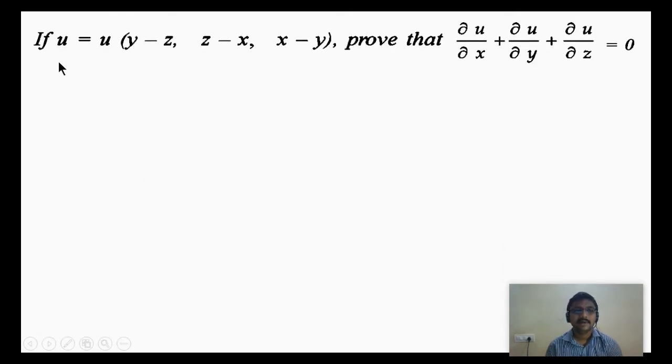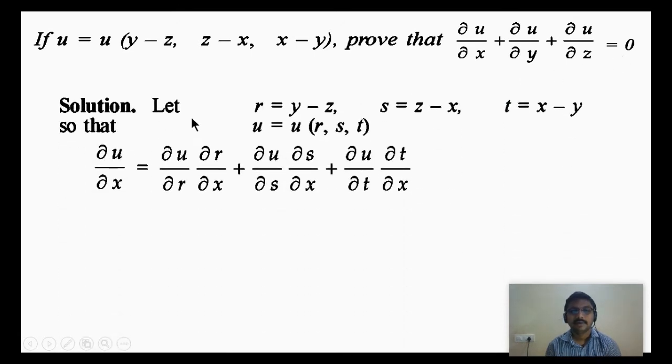Another sum: if u is a function of y minus z, z minus x, x minus y, prove that ∂u/∂x plus ∂u/∂y plus ∂u/∂z is 0. Let r be y minus z, s be z minus x, and t be x minus y. Then u becomes a function of r, s, t.